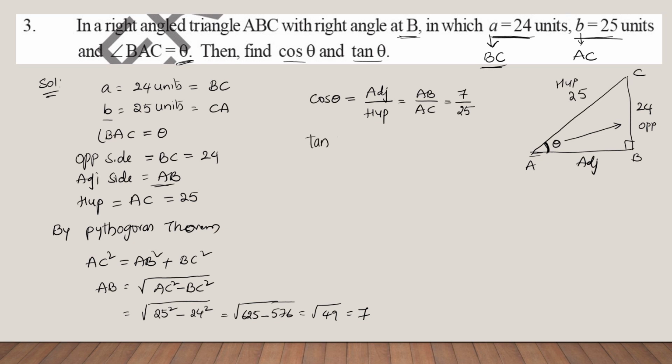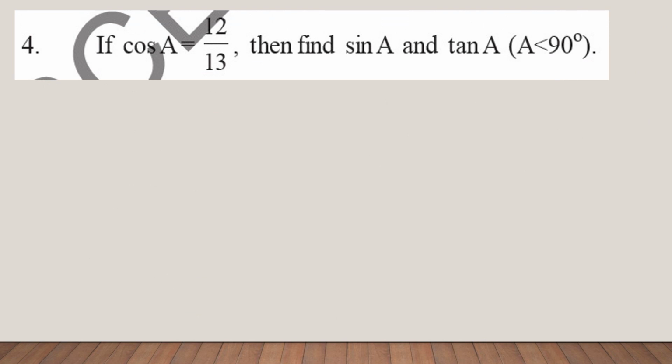Next, moving on to find the value of tan theta. Tan theta is nothing but the opposite side to theta by the adjacent side to theta. On substituting the values, the opposite side is 24 by the adjacent side, which is 2, sorry, not 25. What is the adjacent side? The adjacent side is 7. Likewise we can find the values of cos theta and tan theta for the given question. Right, next moving on to question number 4. So cos A is equal to 12 by 13.